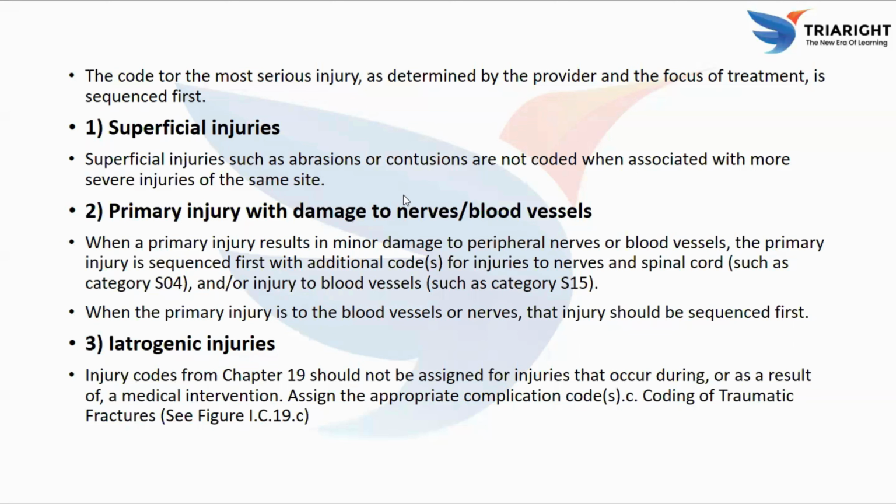Next is superficial injuries. Superficial injuries are minor injuries involving skin or soft tissue only: abrasions, contusions, nothing but bruises and minor scratches. Do not code superficial injuries when they occur at the same site along with a more severe injury. For example, the patient has a deep laceration of the forearm and an abrasion of the same forearm.